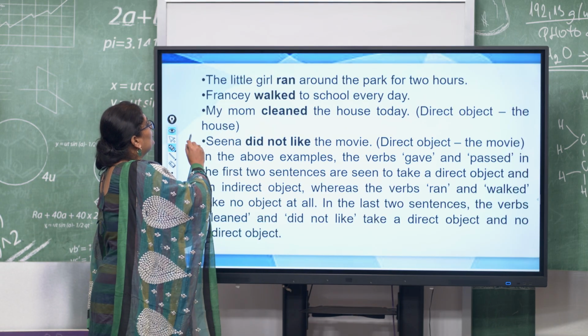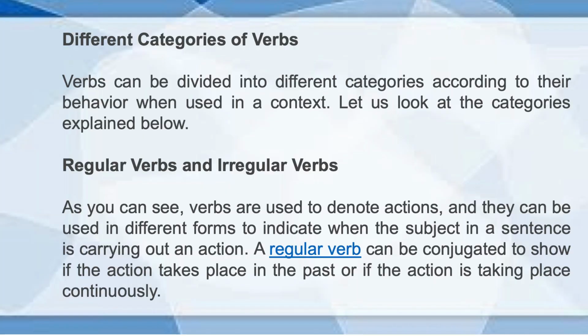Now, I have given you so many examples, but in these different categories of verbs that I am describing, you will always want to remember what a regular verb is. For that, I have given you examples also, but always remember what a regular verb is. Just for your recap, a regular verb can be conjugated to show if the action takes place in the past or if the action is taking place at that specific moment.